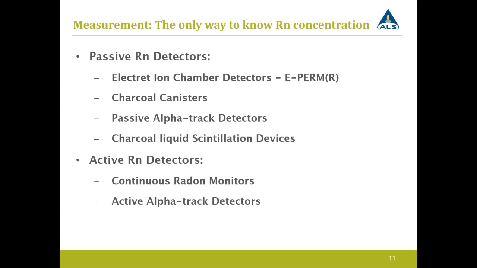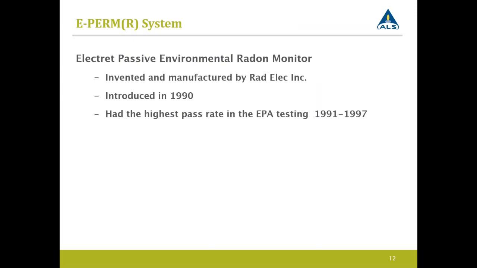What is the EPERM system, which we are using in our laboratory? This is the electric passive environmental radon monitor, which was invented and is manufactured by RAD-ELEC. It was introduced in 1990, and it had the highest pass rate of all the radon measuring devices, which was shown by EPA testing from 1991 to 1997. So this is definitely the best device used for testing of radon.